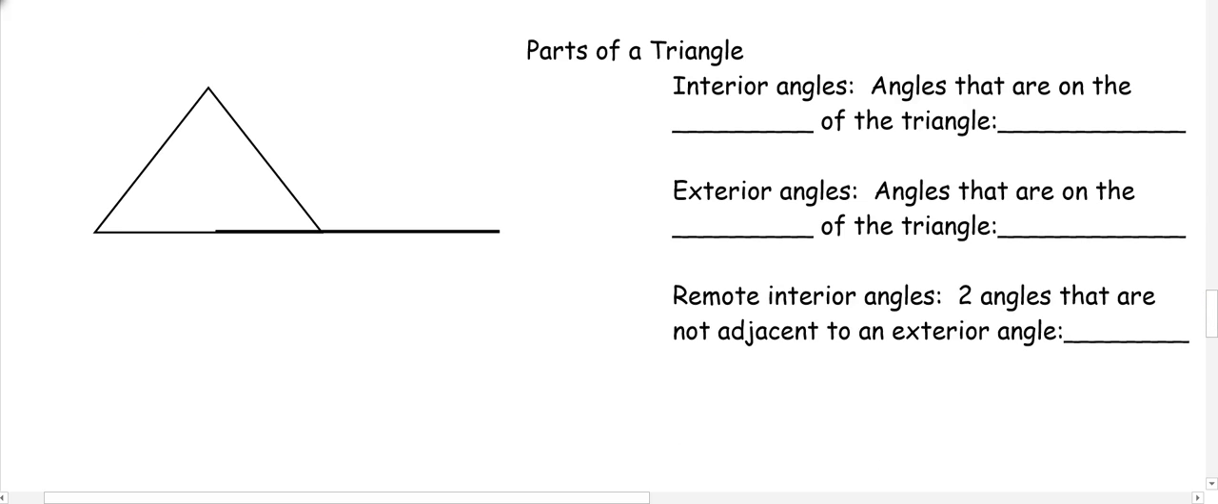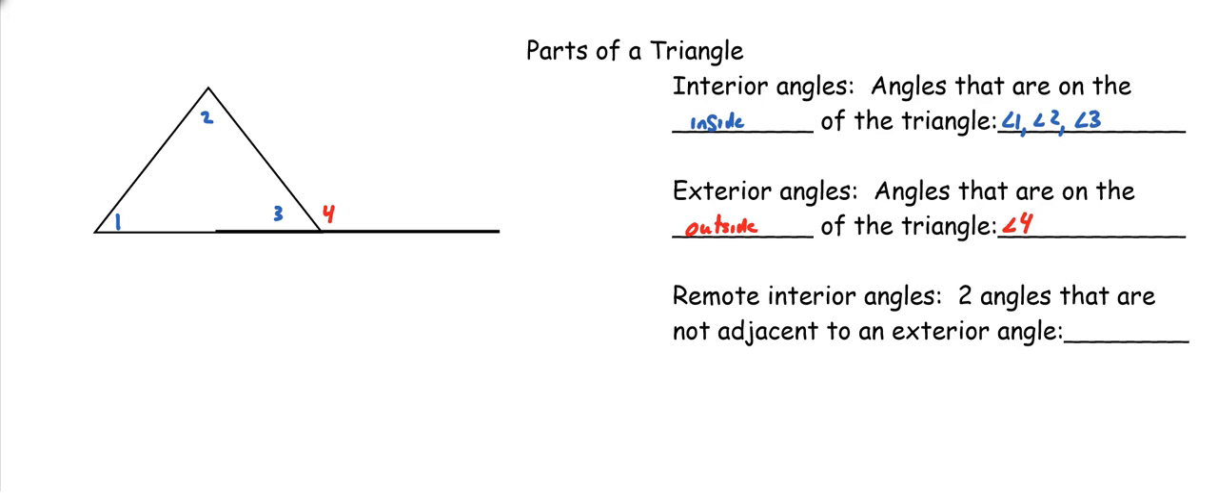Now, the parts of a triangle. The interior angles are the angles that are on the inside of the triangle. So in this case, we have 1, 2, and 3. So angle 1, angle 2, and angle 3 are interior angles. The exterior angles are angles that are on the outside of the triangle. In this case, we just have one that is shown, which is angle 4.